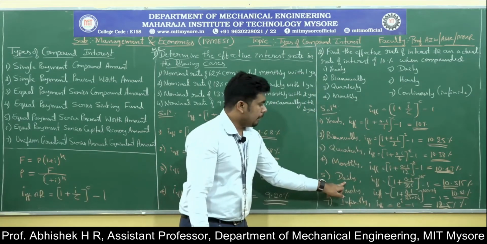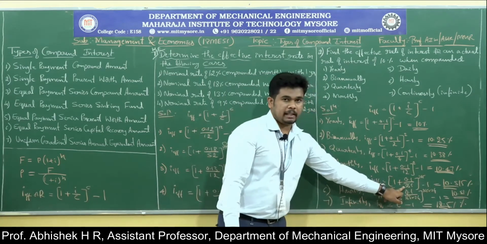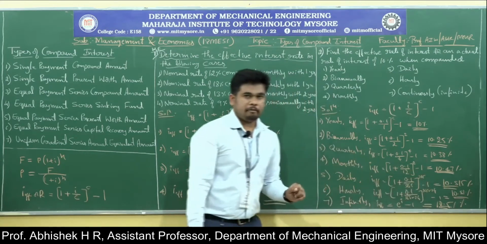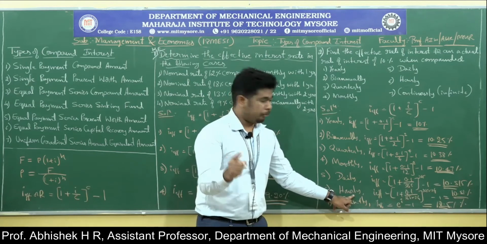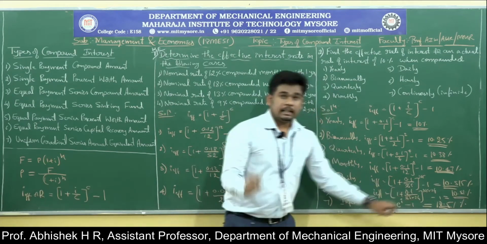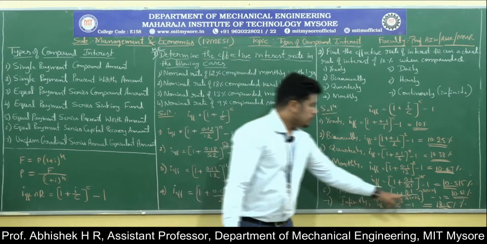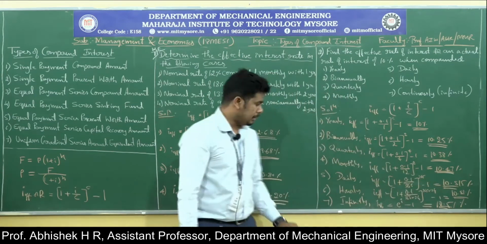Then daily basis, there are 365 days in a year. So we'll get 10.515%. Then hourly basis, 365 into 24. In place of C, you should write 365 into 24. So you will get 10.51%.